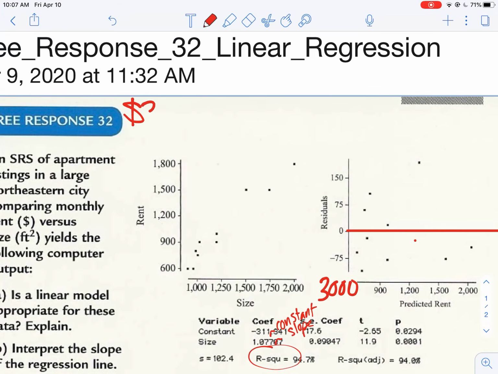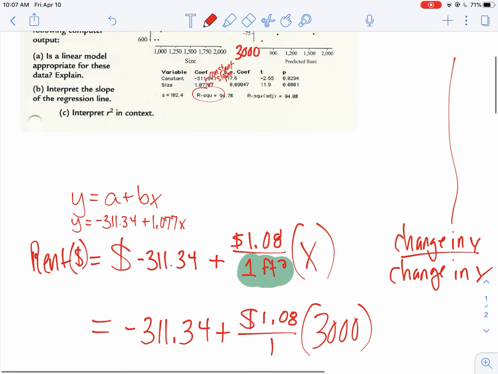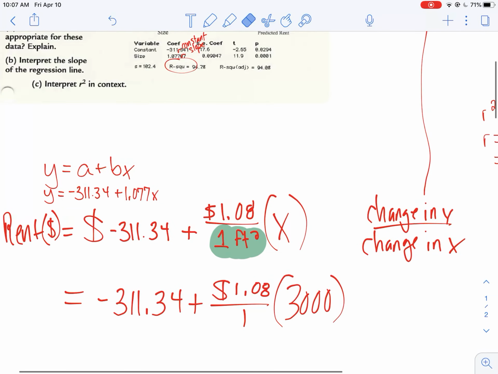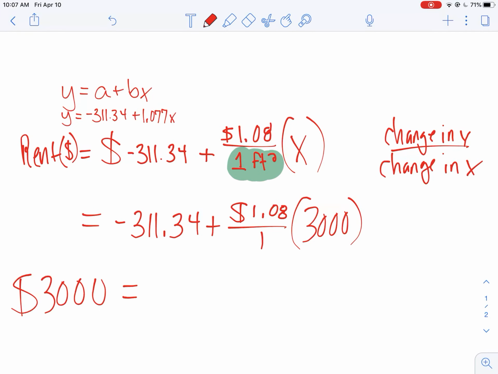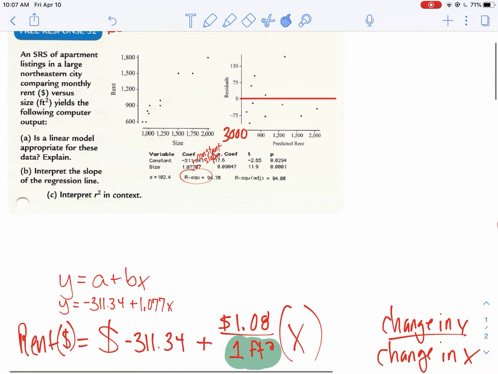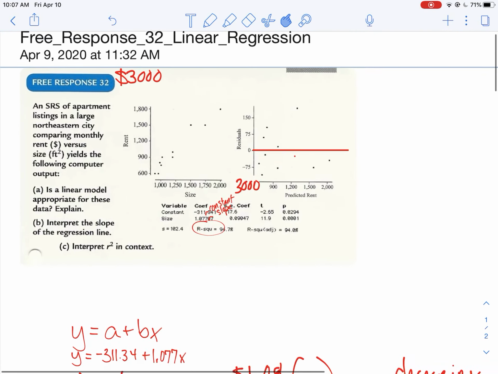Likewise, maybe I have $3,000 to spend for rent. Maybe I want to plug in 3,000 instead and then figure out how big of an apartment I could get for $3,000. Maybe I have $3,000 a month to spend, and then you figure if I plug that in, I can figure out how big my apartment would be. Again, that's extrapolating. You might not find it to be terribly accurate.